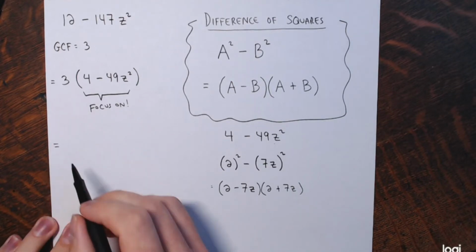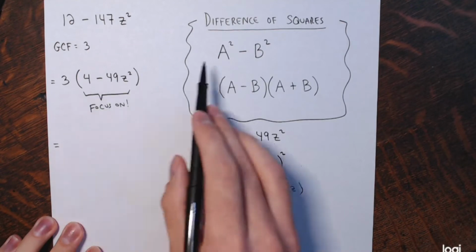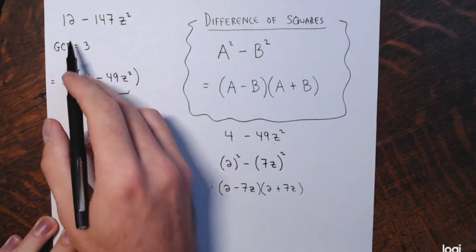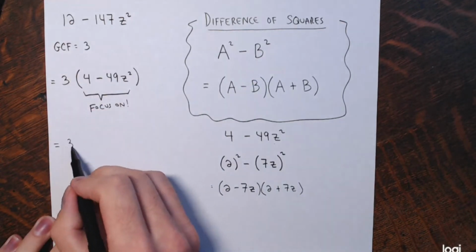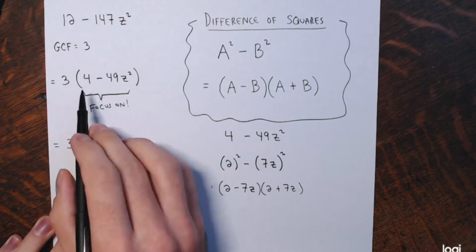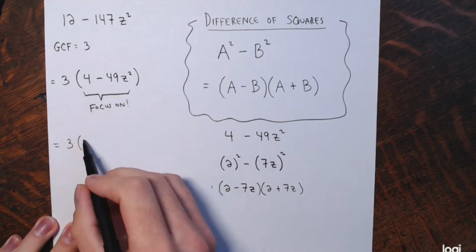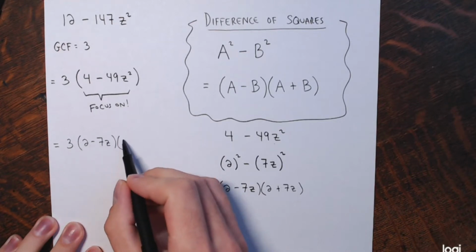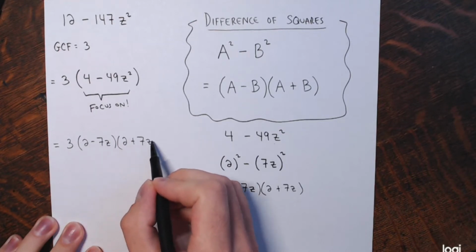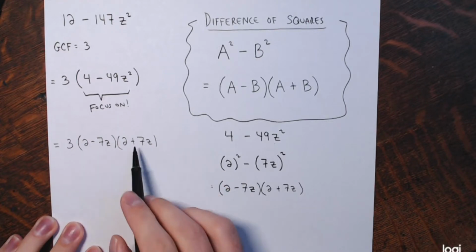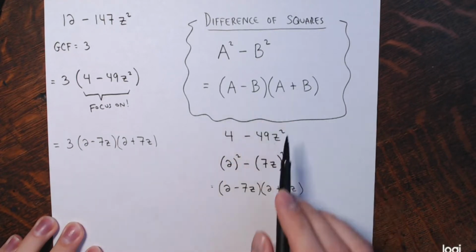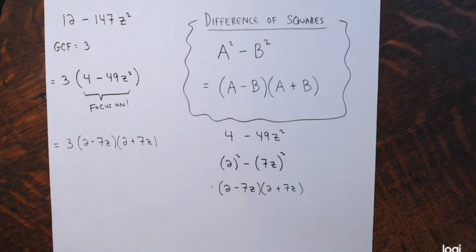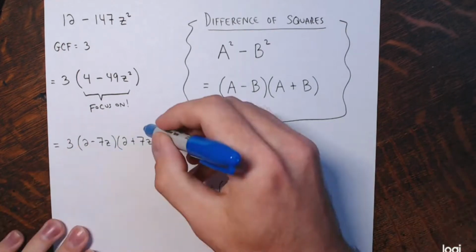All right. So we can factor this. It is a difference of perfect squares. So this original expression, I pulled the 3 out, so that was there, and then the factors of 4 minus 49z squared are again 2 minus 7z and 2 plus 7z. And you can write these in the other order as well. You can write a plus b times a minus b, and it's the same thing. All right, there you go.